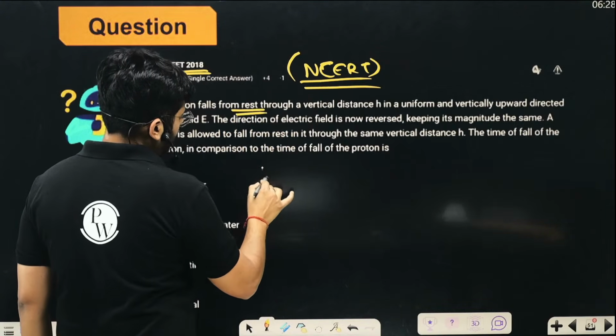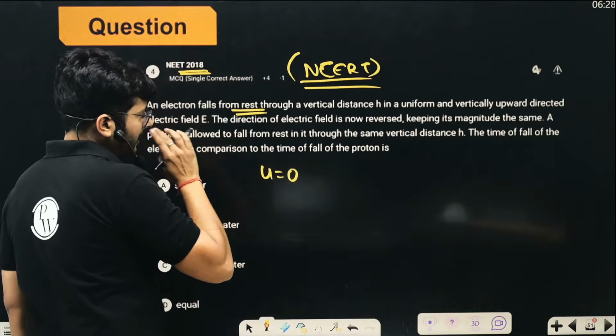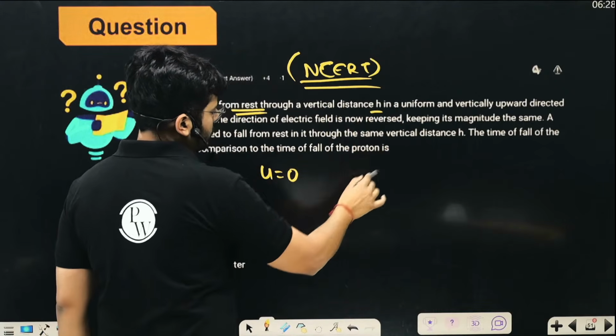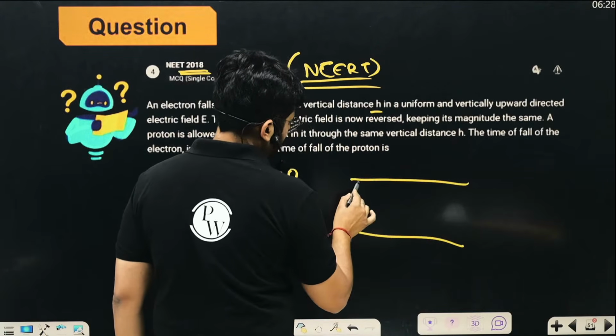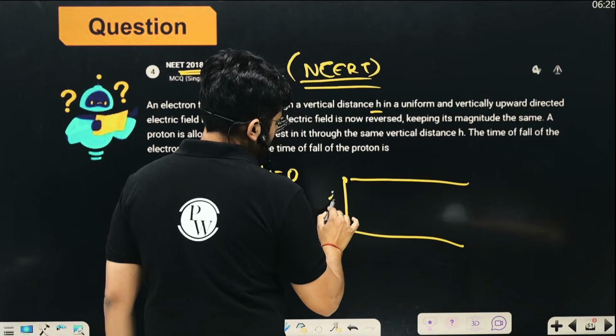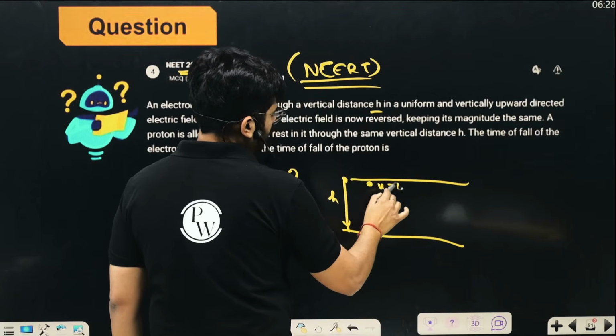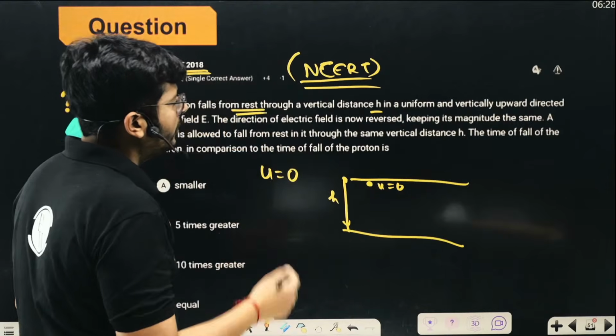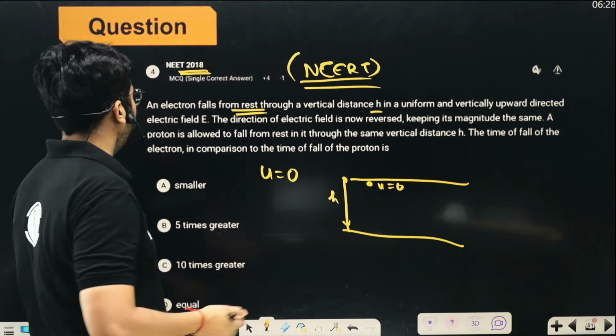An electron is falling from rest, so initial velocity is 0, through a vertical distance h. The electron is falling through a vertical distance h, the initial velocity of the electron is 0, in a uniform and vertically upward electric field.